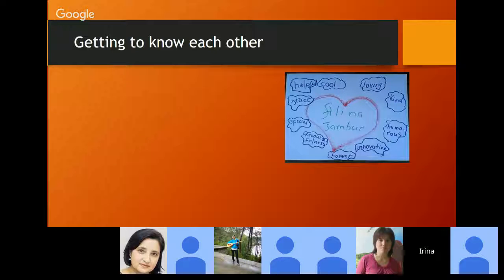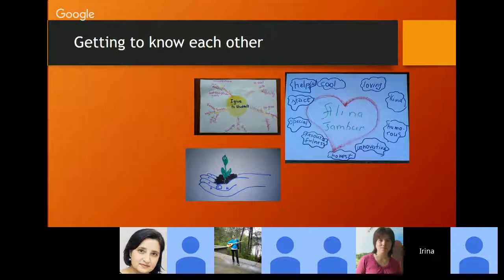Alina, are you online? So Alina says she is loving, kind, humorous, innovative, honest, resourceful, special, strict, and helpful and cool. And we have two more pictures. I give to students, and it has some branches: warmth, power, knowledge, base, smile. And we have a hand with a plant, so it's like discovering potential in the students and growing them.